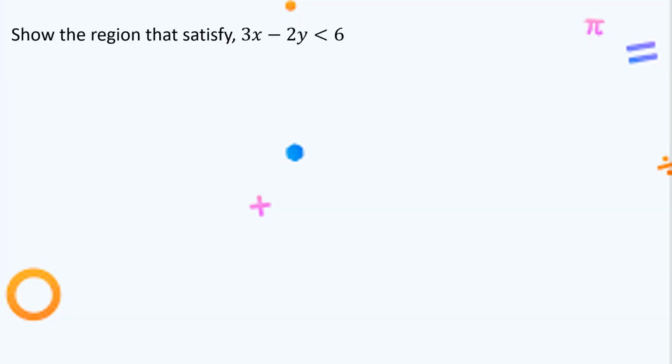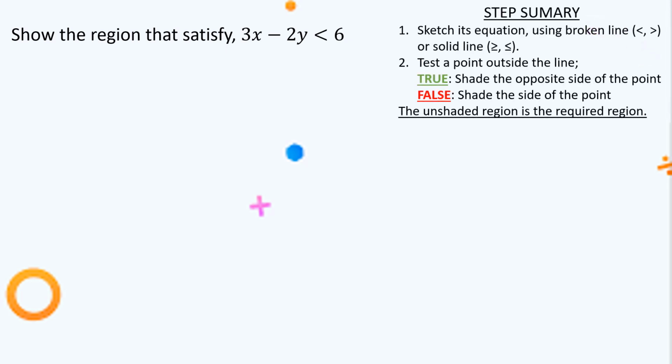Okay, we start an example which says show the region that satisfies 3x minus 2y less than 6. We start with the step summary: sketch its equation using a broken line when we have less than or greater than, and a solid or unbroken line when we have greater than or equal to or less than or equal to. Then we test a point outside the line. If the test comes out true, we shade the opposite side of the point, and if it comes out false, we shade the side of the point. But note, the unshaded region is our required region.